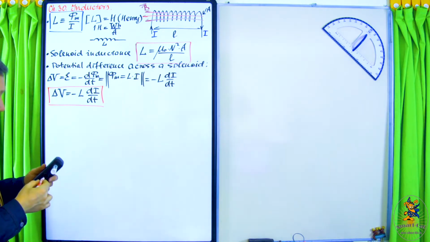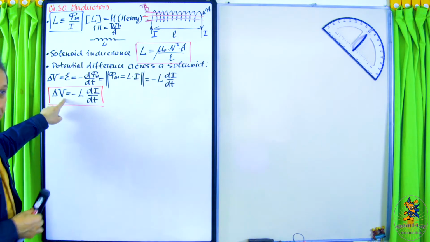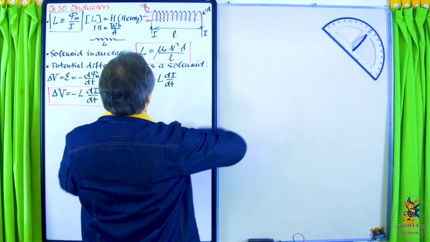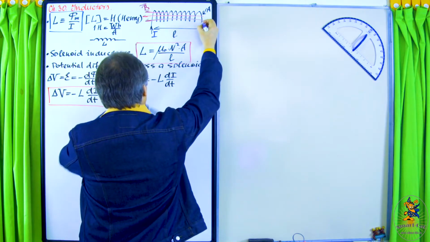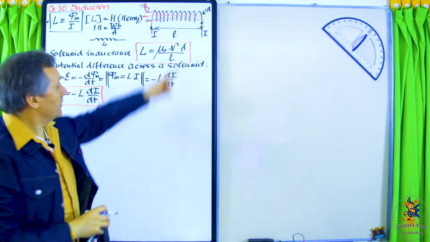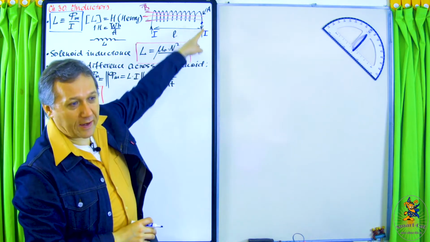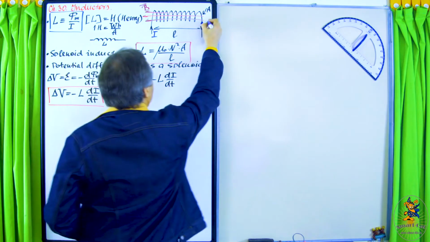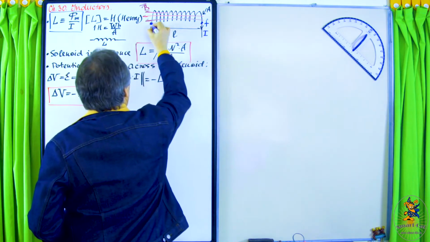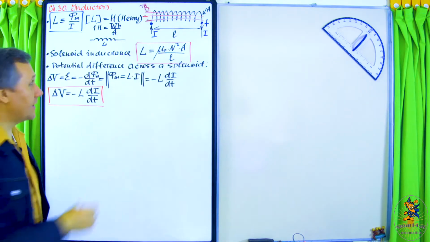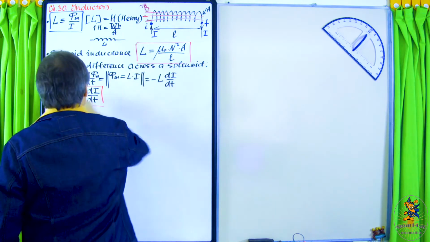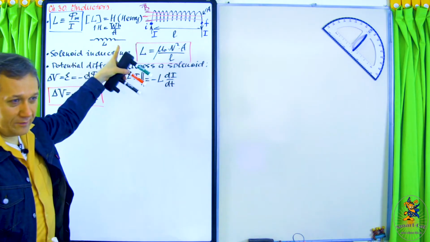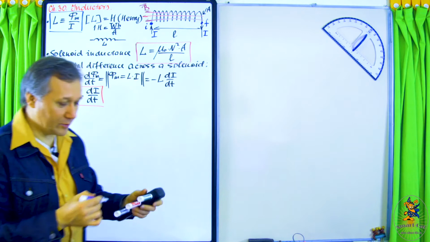And again, emphasizing what delta V is. Which color should I use? Probably this. The point where current exits the solenoid is the final point. Where current enters the solenoid, that's the initial point. So delta V is V final minus V initial. That's what delta V is.